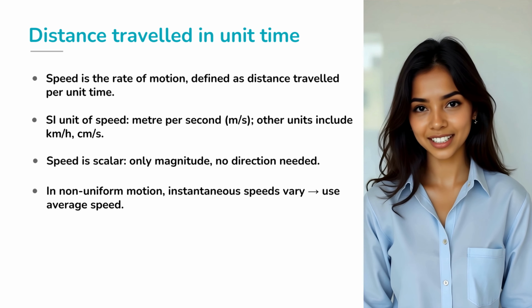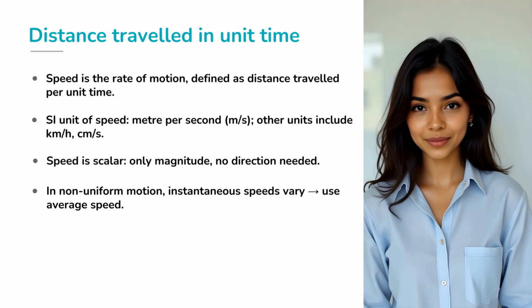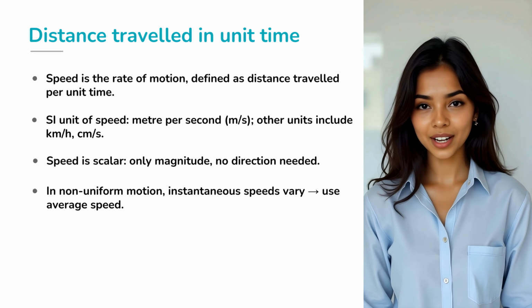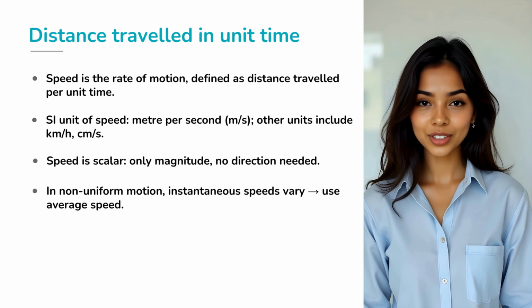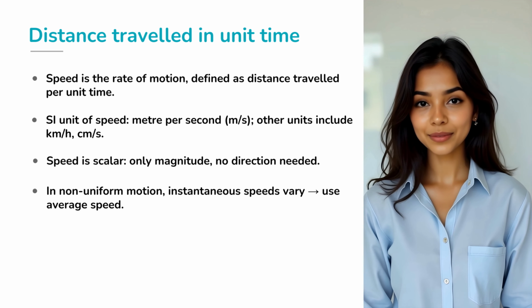Remember, speed is a scalar quantity. That means it tells us how fast, but not in which direction. And because actual speeds can vary, we usually talk about average speed.